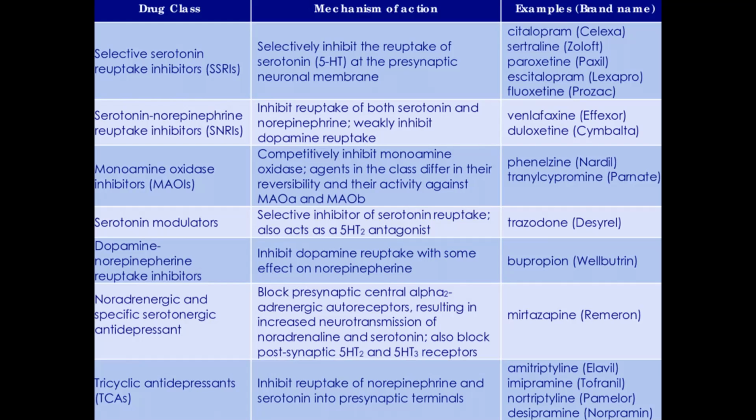Noradrenergic and specific serotonergic antidepressants block presynaptic central alpha-2 adrenergic autoreceptors, resulting in increased neurotransmission of noradrenaline and serotonin. They also block postsynaptic 5-HT2 and 5-HT3 receptors. Tricyclic antidepressants inhibit reuptake of norepinephrine and serotonin into presynaptic terminals. Among all of these, the most preferred drugs in elderly patients are selective serotonin reuptake inhibitors.